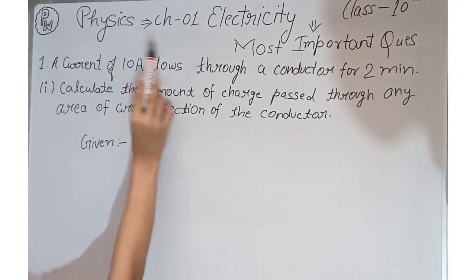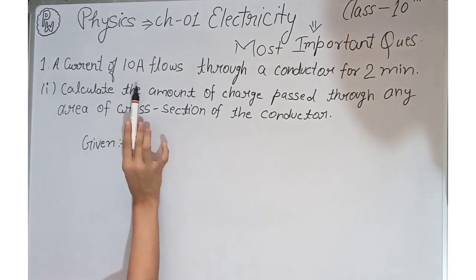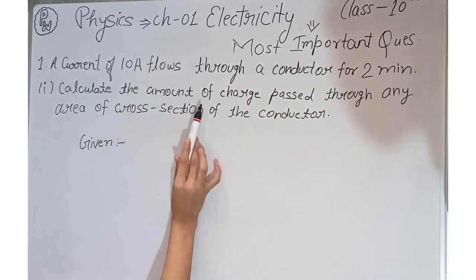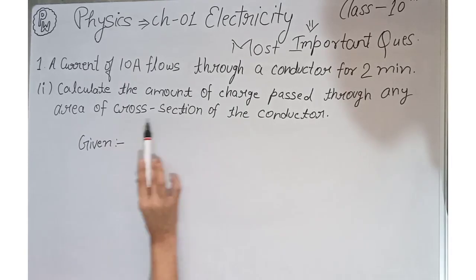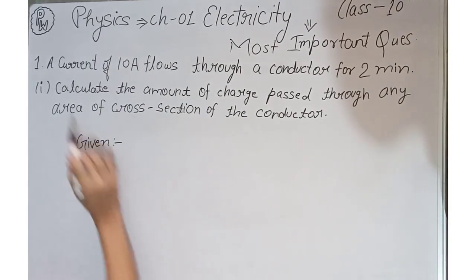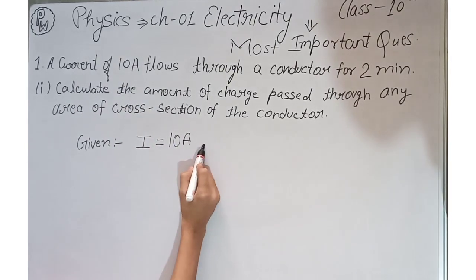So in this video we are going to study most important questions for the board purpose of class 10th chapter 1st, electricity. So your first question is, a current of 10 ampere flows through a conductor for 2 minutes, then calculate the amount of charge passed through any area of cross section of the conductor.